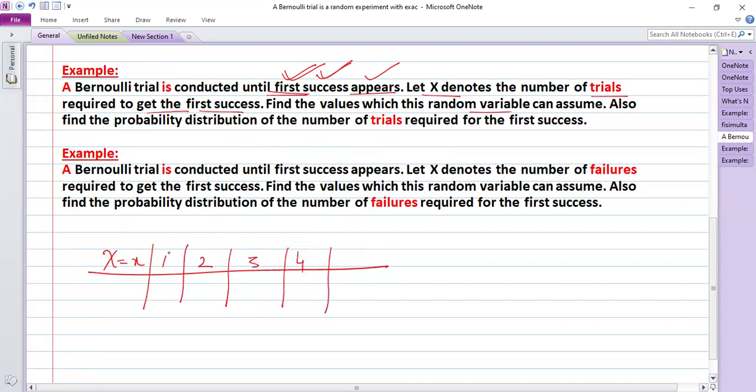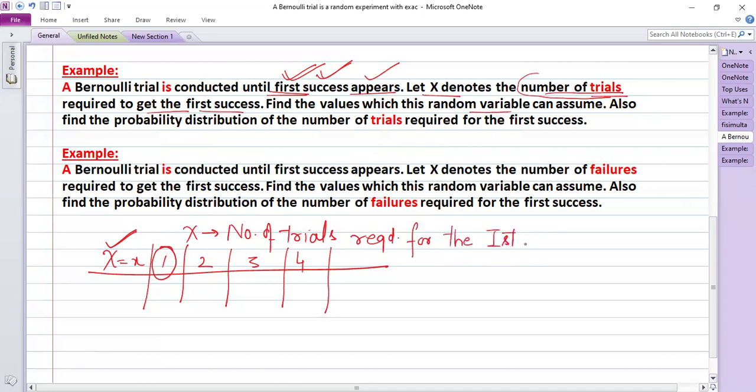Because it is quite possible in the very first trial. Please mind, what is X here? It is the number of trials required for the first success. So here I write: X is the number of trials required for the first success.